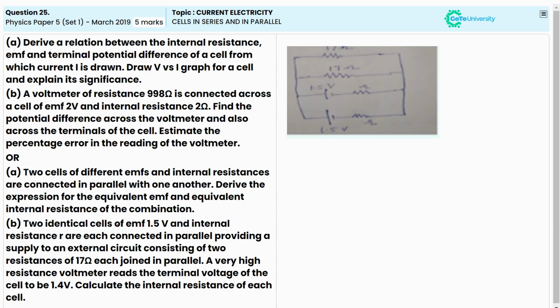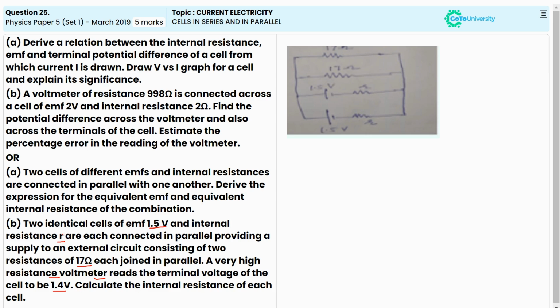Two identical cells of EMF 1.5 volts and internal resistance r are connected in parallel, providing a supply to an external circuit consisting of two resistances of 17 ohms each joined in parallel. A very high resistance voltmeter reads the terminal voltage of the cell to be 1.4 volts. Calculate the internal resistance of each cell.